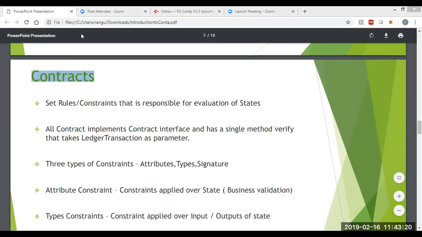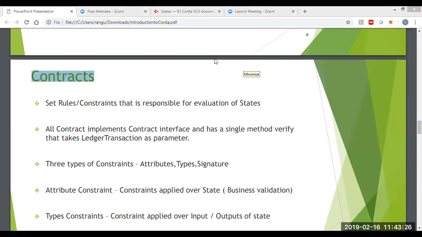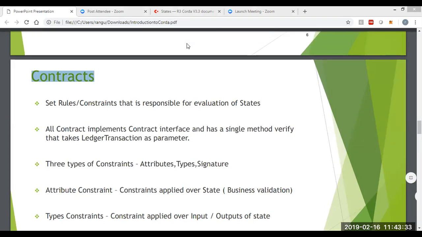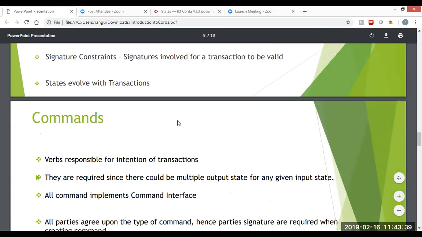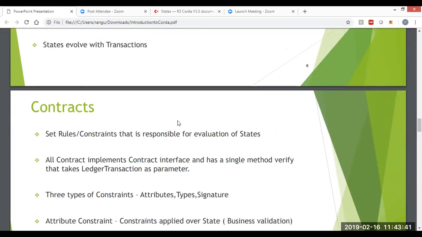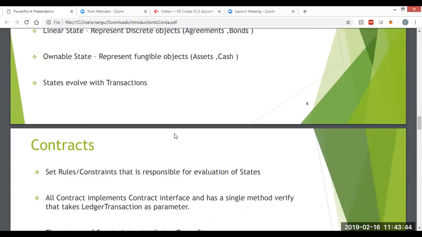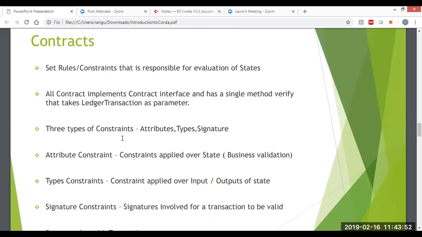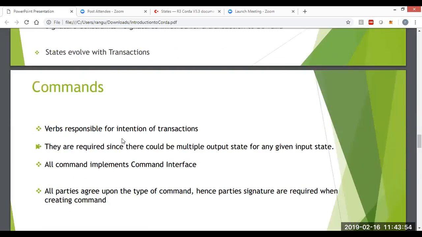So you are clear, right? You people are clear with all this stuff, right? I will probably go on with commands. Is that clear until now? States and contracts. States are your data models, and contracts is where your business rule validation is applicable. Clear with this, right? So I'll begin with what command is for.